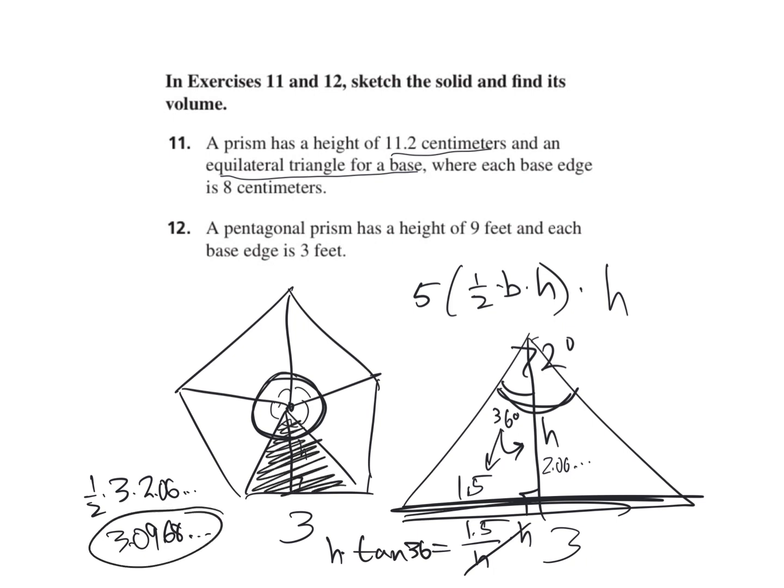And how many do we have? We have 5, so multiply that by 5. And that will give us the area of the whole pentagon. So 15.48 ... times 9 for the height of the prism. So times 9 gives me 139.36 cubic feet.